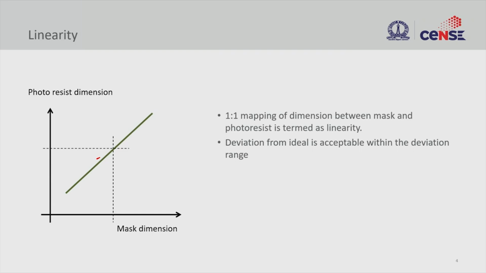So what is linearity? We want to have one-to-one mapping of the dimension between mask and photoresist. If the mask dimension is some x, of course taking into account the magnification factor, on the wafer you want to have the same dimension. This is what we call linearity.